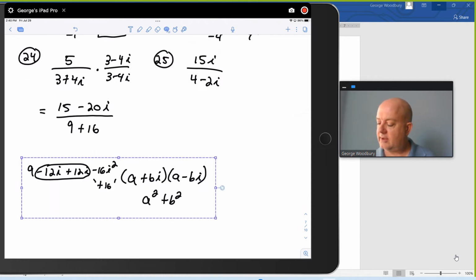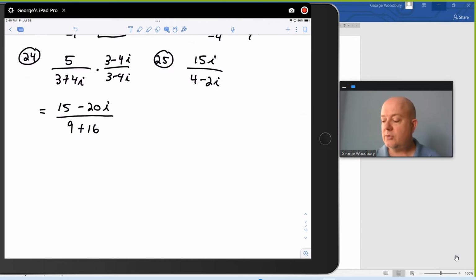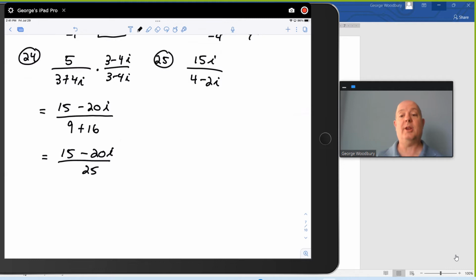And now let's go ahead and try to finish up this problem. Need to simplify the denominator. 9 plus 16 is 25. So we have 15 minus 20i over 25. Those three terms, the 2 in the numerator and the 1 in the denominator, all have a common factor of 5 that we can divide out. 15 divided by 5 is 3. -20 divided by 5 is -4. 25 divided by 5 is 5. We're left with 3 minus 4i over 5.